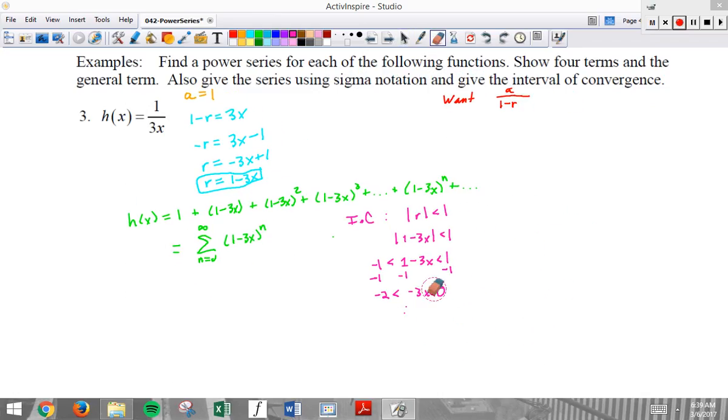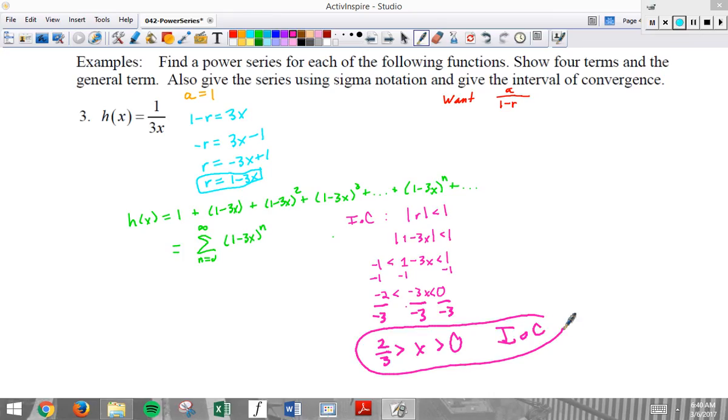Okay. And now I have to divide everybody by a negative, and I hope to all that is good and holy, to the calculus gods themselves, that you know when we divide by a negative, we have to flip the inequality. Negative to negative makes it positive. Flip. Flip. And that's the interval of convergence. It's okay to write it like that. If it hurts your brain to look at it that way, we can always rewrite it in the nice way. That's the interval of convergence.